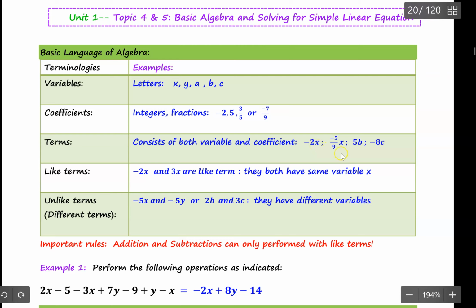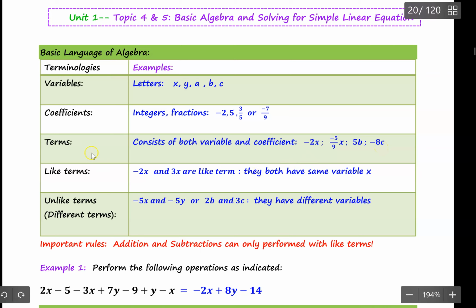Okay? So the next term that I have, it will be -5/9, and my coefficient in this case is a negative fraction. So I multiply that with x. So 5 times b is a term, consists of coefficient as 5, variable as b, and -8 times c is coefficient is -8, the variable is c.